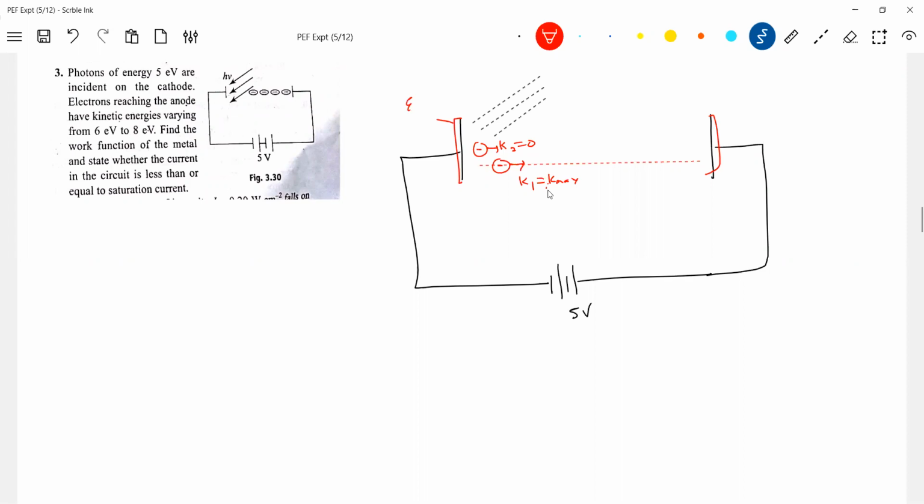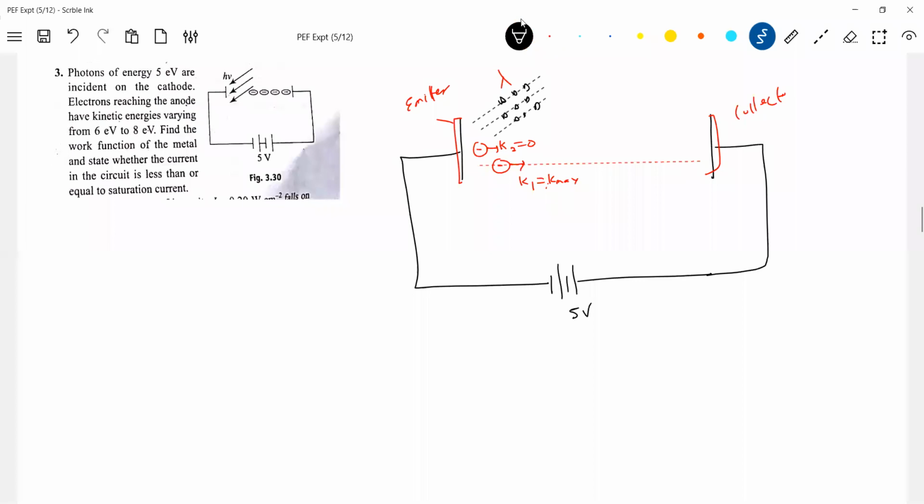This is the emitter, this is a collector, and this is a photon. Photons of energy 5 electron volt, so we know the energy of the photon. Find the work function of the metal and state whether the current in the circuit is less than or equal to saturation current.